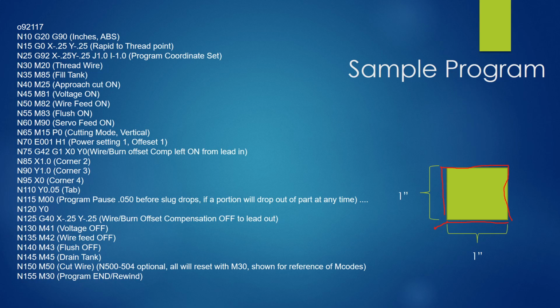So after that program pause, they hit the green button, they cut to 0, and then we're going to lead off the part to the X of negative 0.25, Y of negative 0.25, and that's just our lead out to turn off our G40. This portion in here, you do not need. You could just do the M30, but I wanted to emphasize those codes to shut everything down if you needed those at some point in the code.